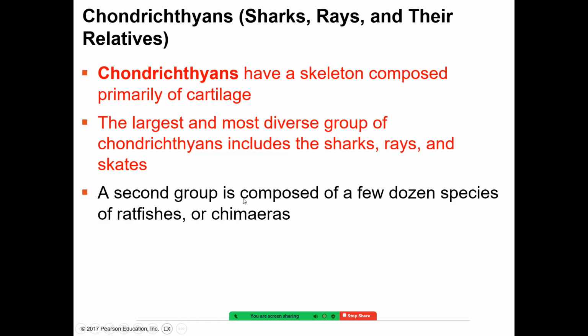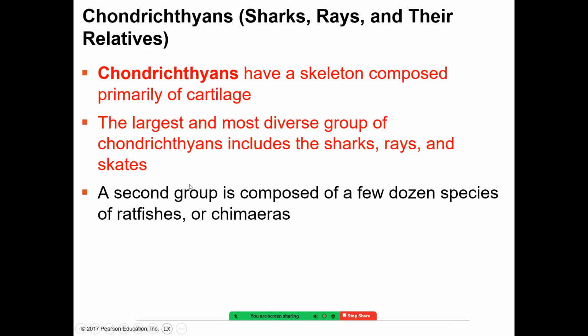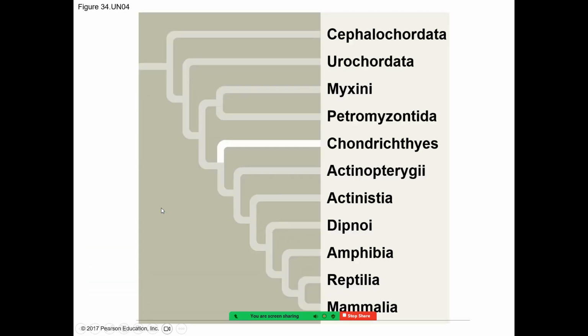So the largest and most diverse group of these chondrichthyans is sharks, rays, and skates. There are others, smaller numbers of species, ratfishes or chimeras. So here again, looking at where we are, here's your chondrichthyes. So again, sharks, rays, and skates. So here's an example, again, of some of these that fall into the chondrichthyan category.